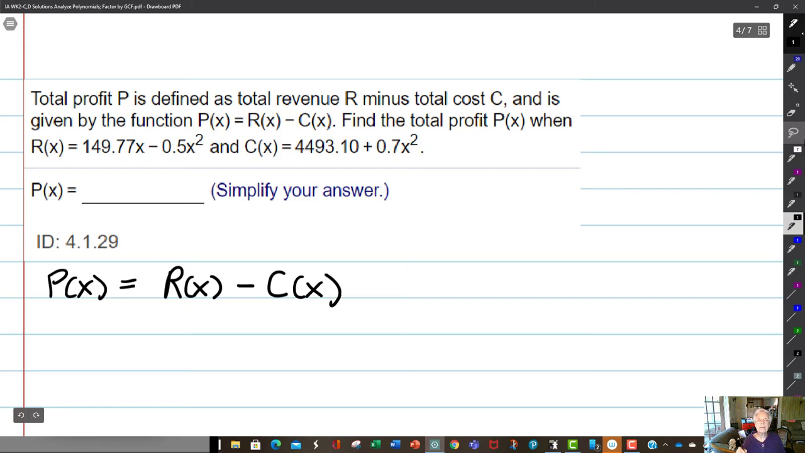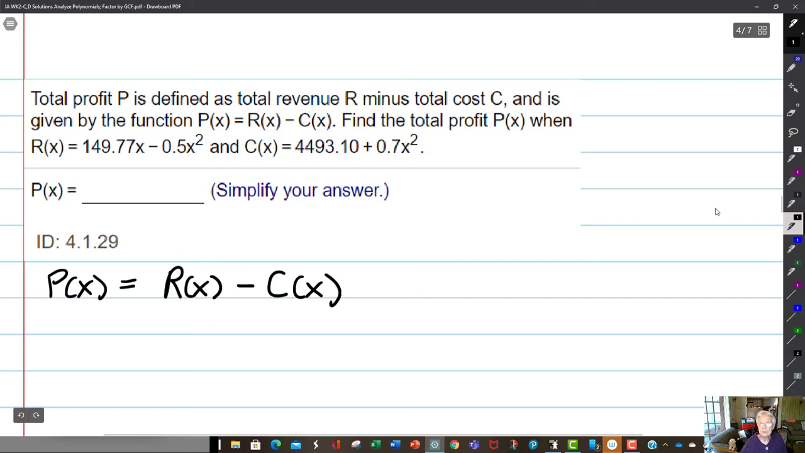If you're going to make something to sell, you have to pay for the parts you put together. Yeah, there's always going to be a cost. You have to take away the cost. Hopefully, revenue is greater than cost, so you'll have a profit. Now, find the total profit when the revenue is 149.